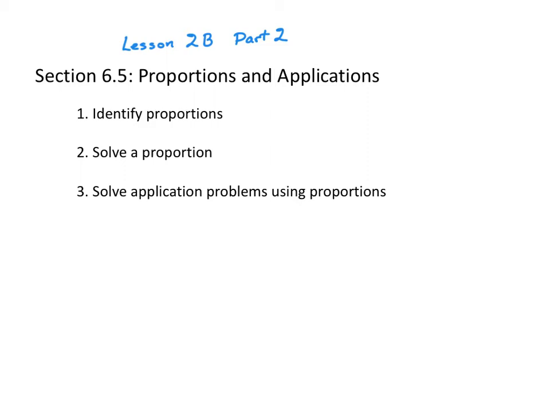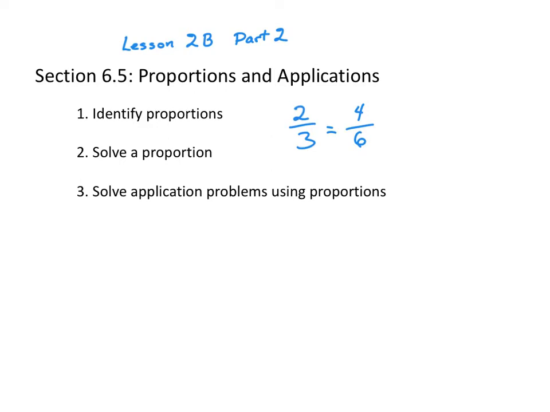So if you have a ratio like 2 to 3, and then you have another ratio that's equivalent to that, and let's say I multiply the top and the bottom by 2, then it becomes 4 to 6. So that ratio is equivalent to that one. That makes a proportion. That's all a proportion is: two equal ratios.